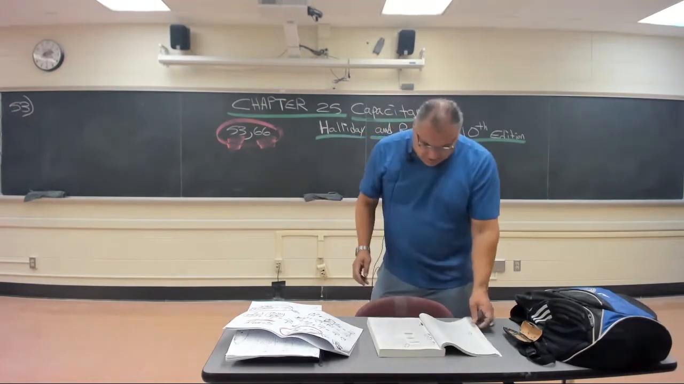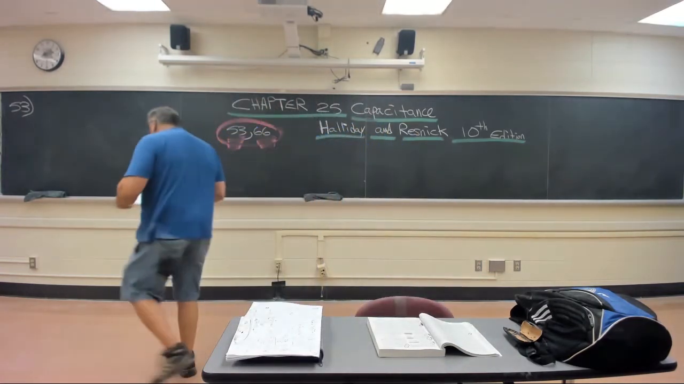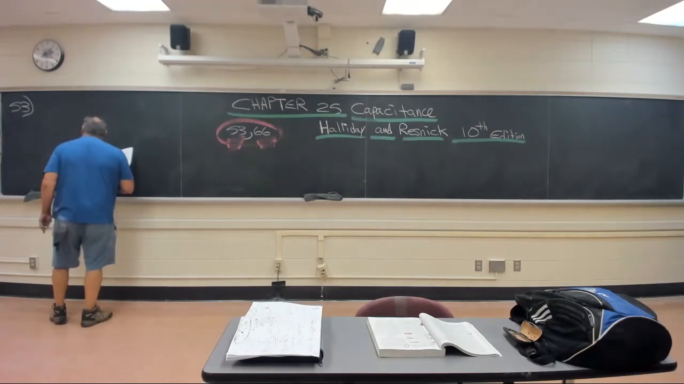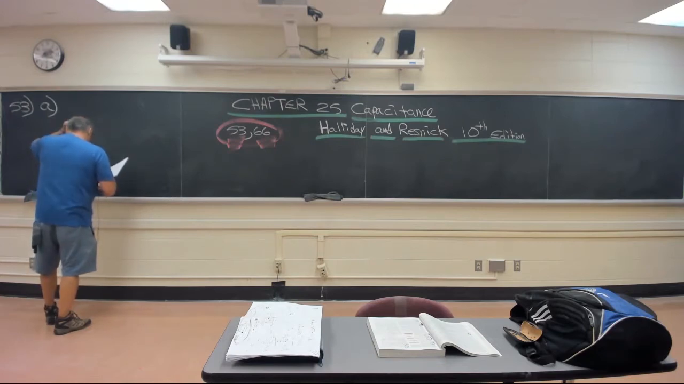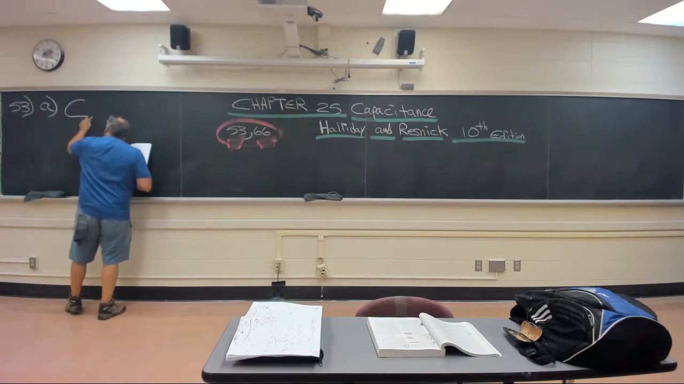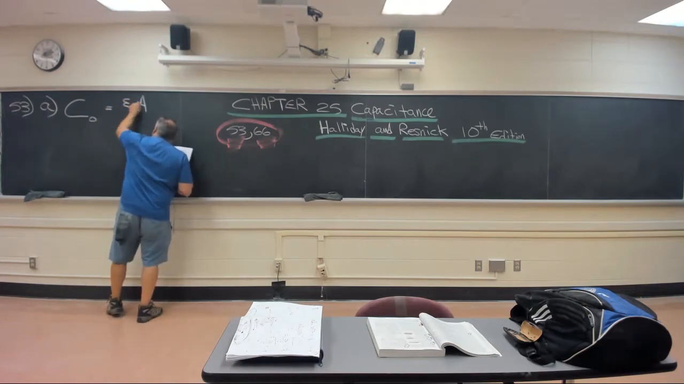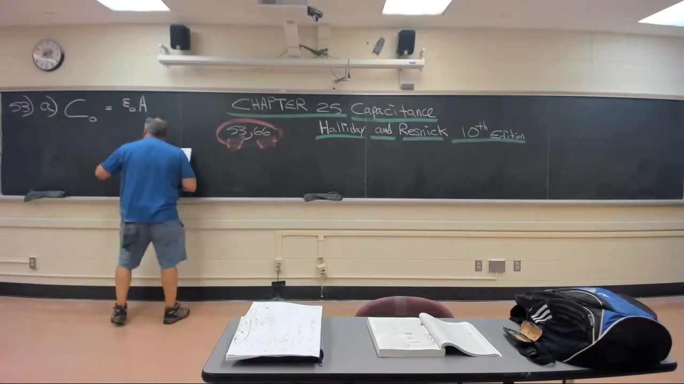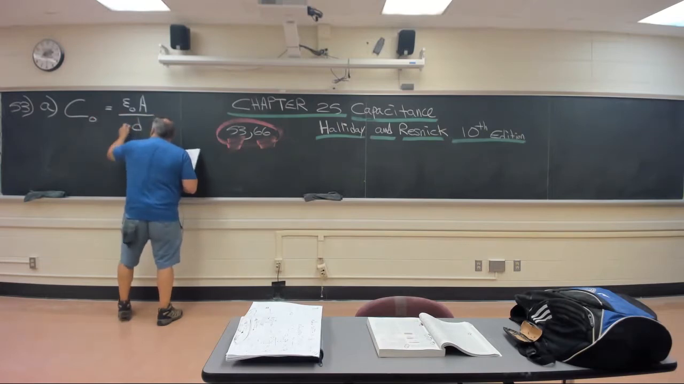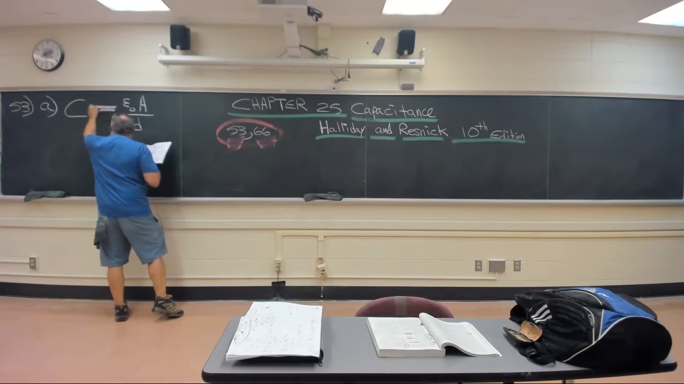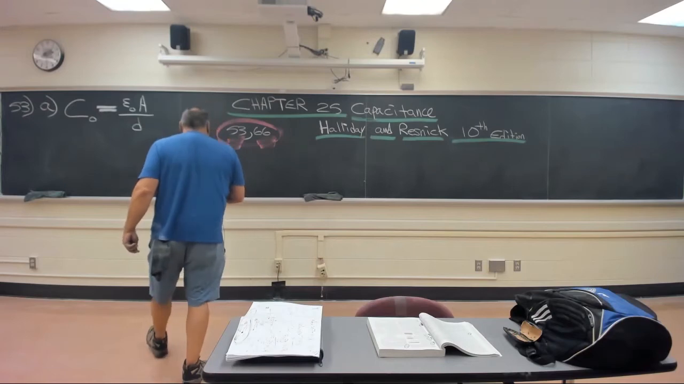There's a lot there, guys. So let's take a look here and see what we can do. We know some things already, and we're going to utilize that. For A, we know C is epsilon naught over d. We'll call it C sub O because there's no dielectric in there. They call it C sub O, but it could just as easily be C. When there's no dielectric present, C sub O is epsilon naught A over d.